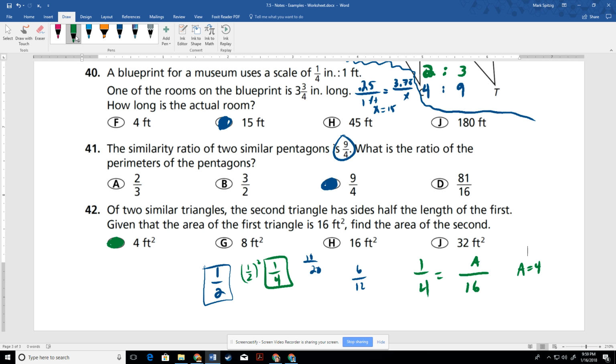All right, the second triangle is half the first, so it's smaller. All right, and that is 7.5. Awesome.